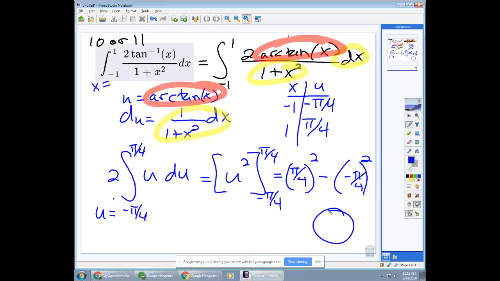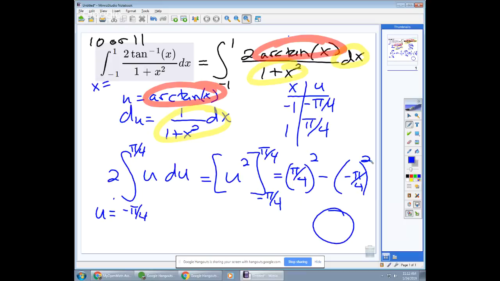I'm going to do it a slightly different way. Wouldn't it be 2 pi over 4? No, when you square a negative number, it's positive. Oh. So I'm subtracting a number from its positive self, which is definitely 0. Yeah. So you got to use parentheses. Be careful with your signs.